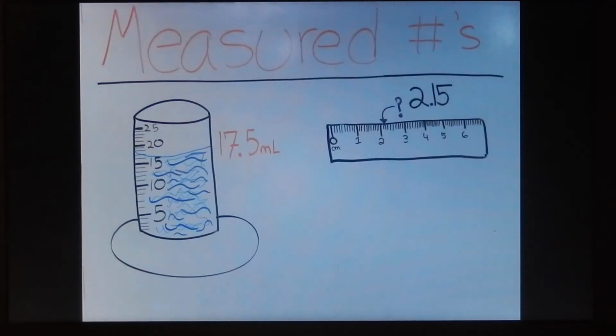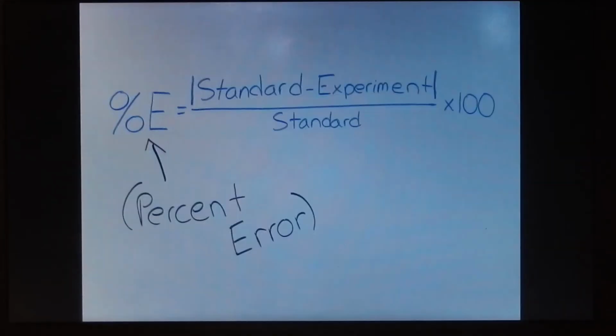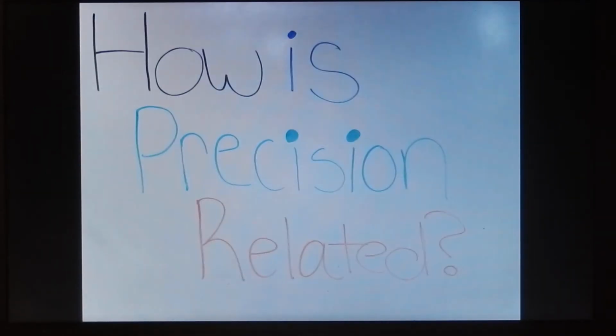On the ruler, the arrow is located at 2.15 centimeters. The arrow is clearly between 2.10 centimeters and 2.20 centimeters. We have to make an estimated guess. Our guess was 2.15 centimeters. Percent error is the formula we can apply to determine the accuracy of a measurement. The equation to solve for percent error is the absolute value of the standard value minus the experimental value divided by the standard, then multiplied by 100. How is precision related? Greater the number of sig figs, the greater the precision.